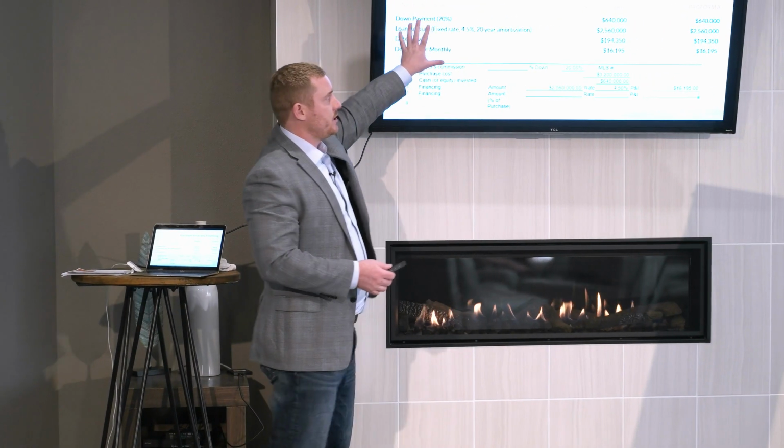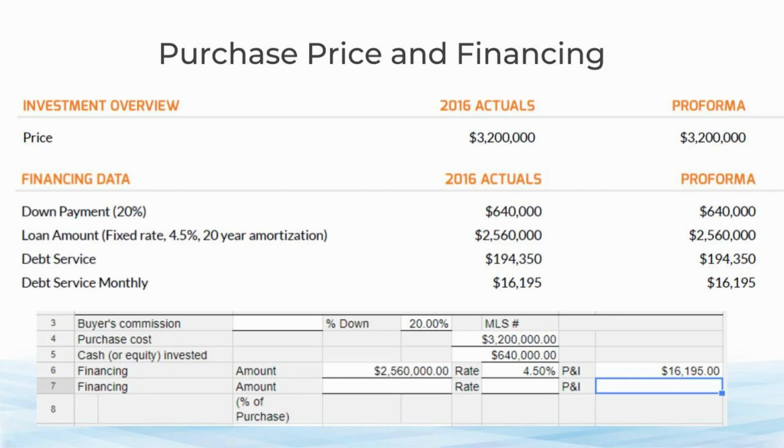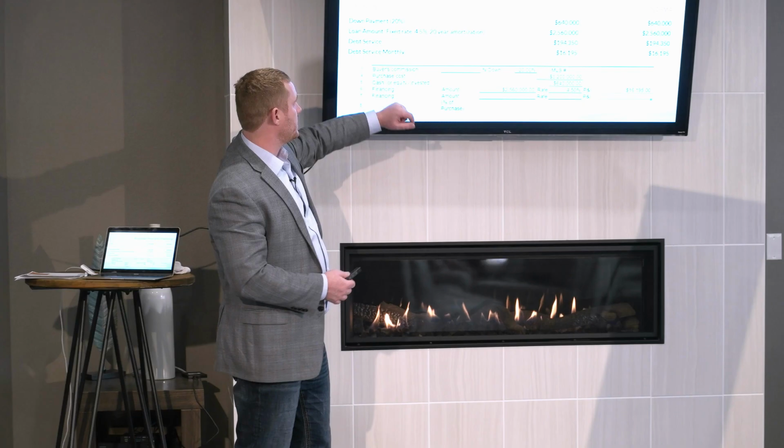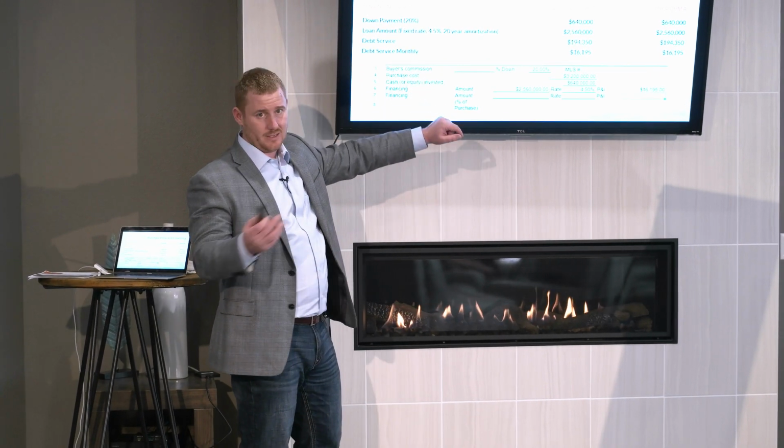This first section is essentially a screenshot of the prospectus. We've got the 2016 actuals in one column and their pro forma in the next column. Down here, the second screenshot shows how to fill in the one-page sheet. Down the road, we'll look at how to fill out the Wealth Optimizer tool. So the price: they're asking $3.2 million. In the 2016 actuals, they're putting a 20% down payment. That's pretty simple. They have a loan at 4.5% interest, which is a little low, right?